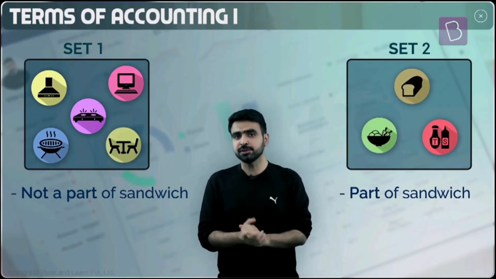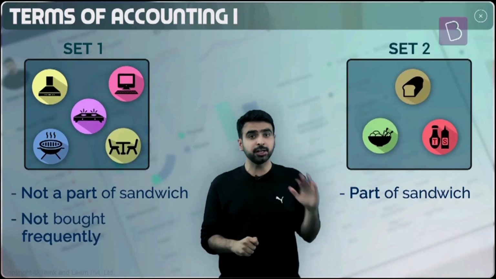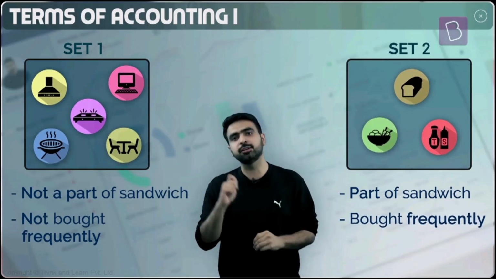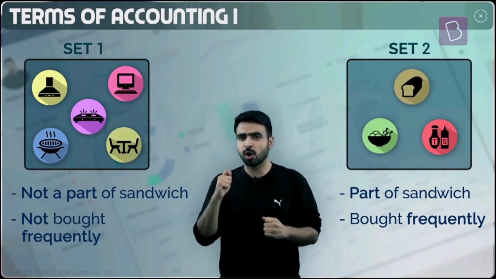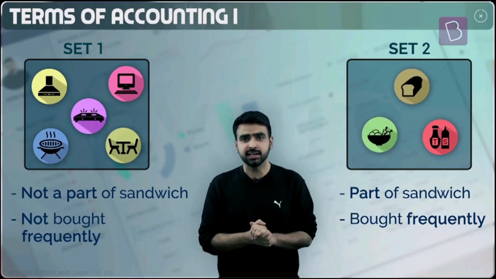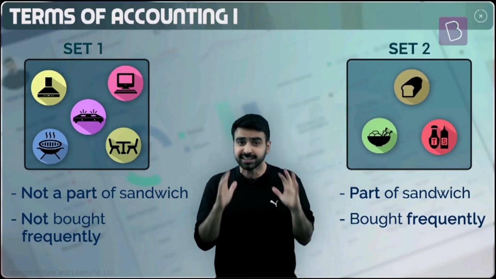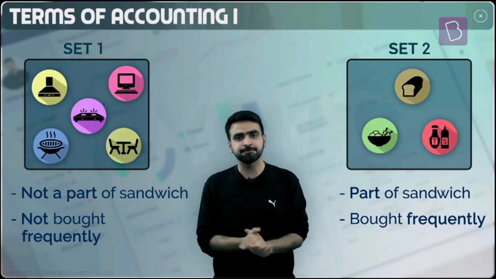The other difference we discussed was that products of set 1 are not bought very frequently, while products of set 2 are bought really frequently. Rohit would buy bread, sauces, toppings and vegetables frequently, while he would not buy stove or computer or furniture very frequently because, it's simple, they last really long.